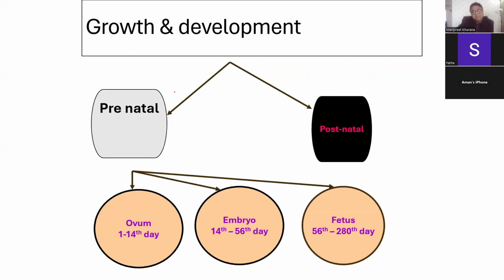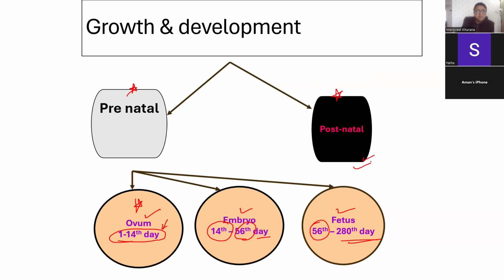Now, the growth and development is divided into two categories, prenatal and postnatal. Okay. Now, the prenatal is before the birth of the baby. The ovum stage, so 1 to 14th day is known as ovum. Sometimes, they ask you a very basic question that these days are very important. So they ask you, what is the time period of ovum, when we call it embryo and when we call it fetus. So you should remember that embryo starts from the 14th day till 56th day, and fetus starts from 56th to 280th day.